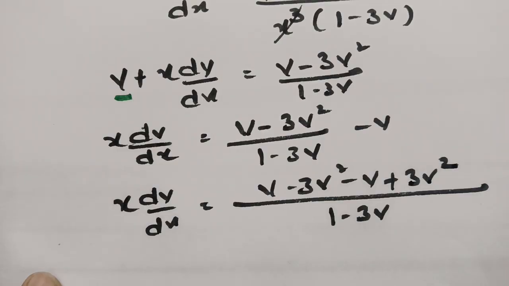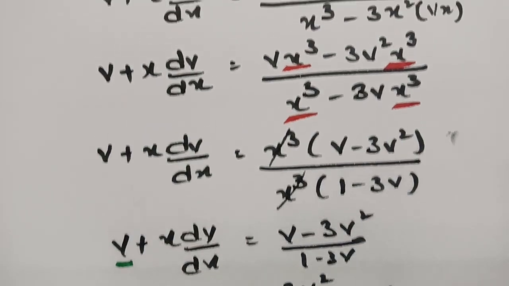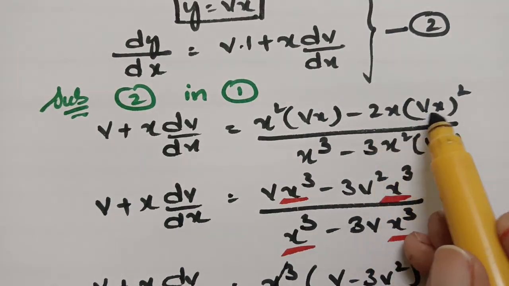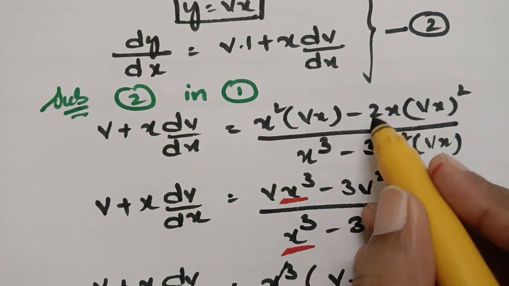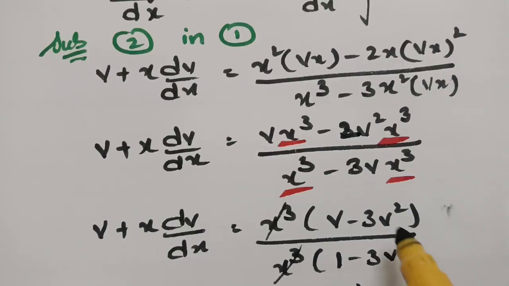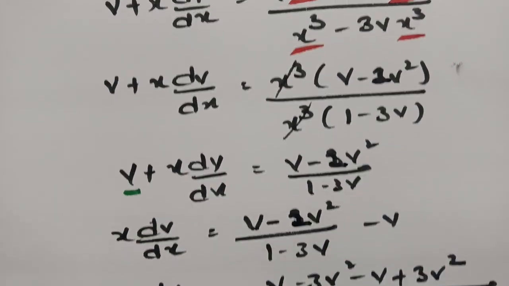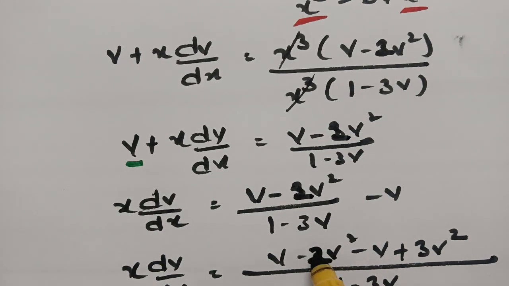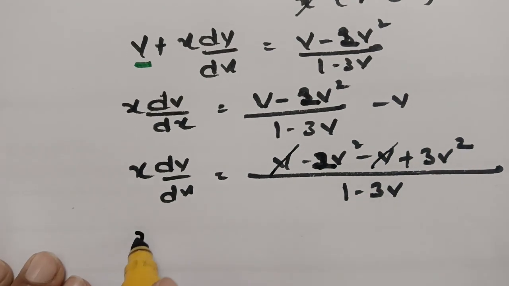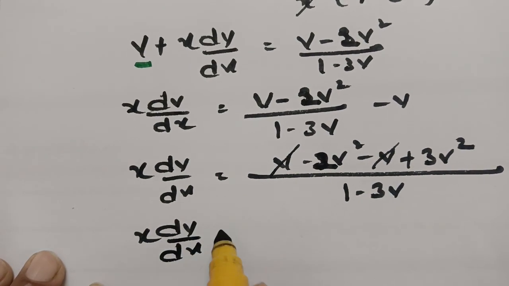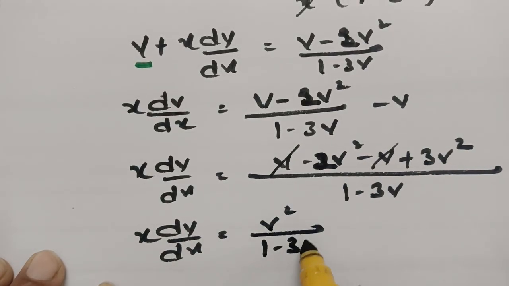And see, this plus 3v square, here we have 2x into vx whole square. So if I multiply, this will be v square and x cube. Here there is a 2, and the next one also has a 2. So if I cancel plus v and minus v, this will become x into dv by dx equal to 3v square minus 2v square, which is v square by 1 minus 3v.